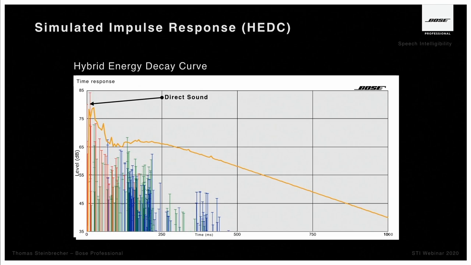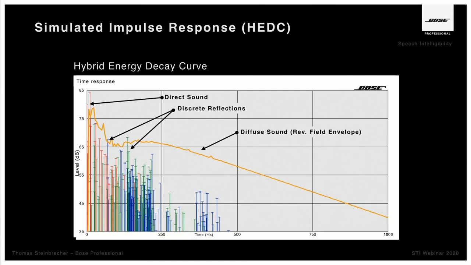And such a hybrid energy decay curve consists of several typical components. So here you already see indicated, those are all the red pins. You see direct sound arrivals, so arrivals that come from a loudspeaker that have a direct connection to where the listener is located. Then we have so-called discrete reflections. But then we also have something that we call a reverberant field envelope. And that is describing the level of the diffuse sound at a certain location in that simulation model. And that's this orange yellowish line you see.